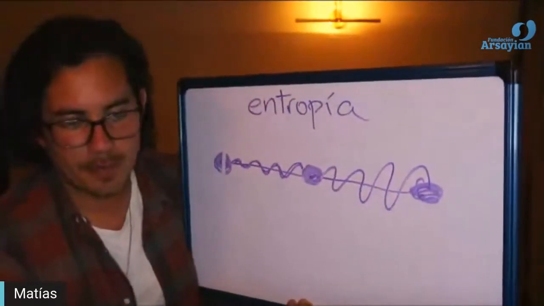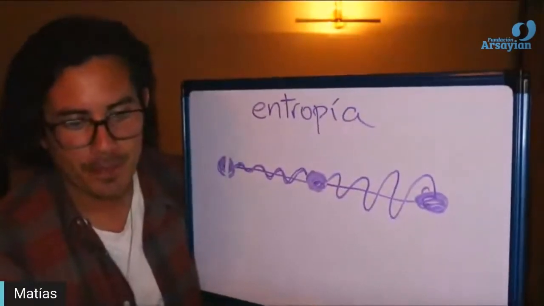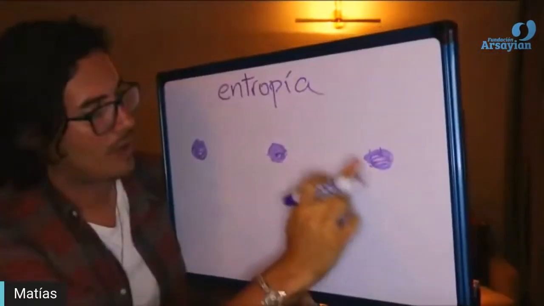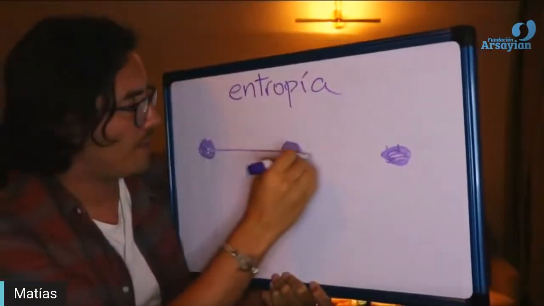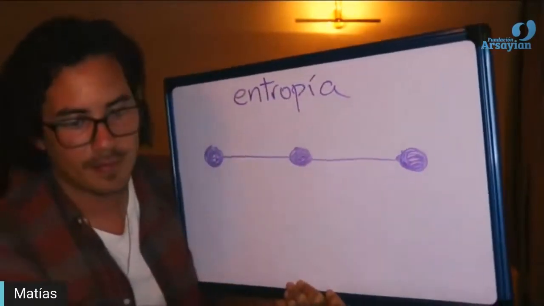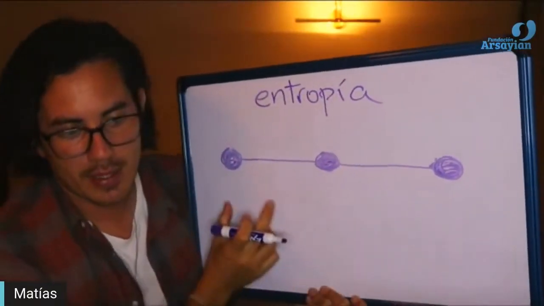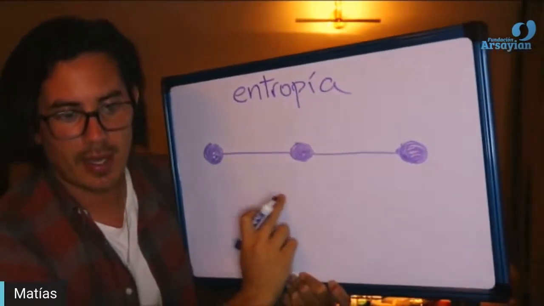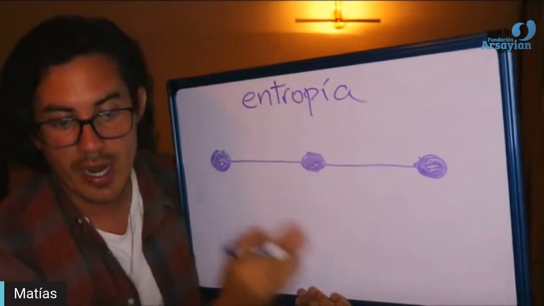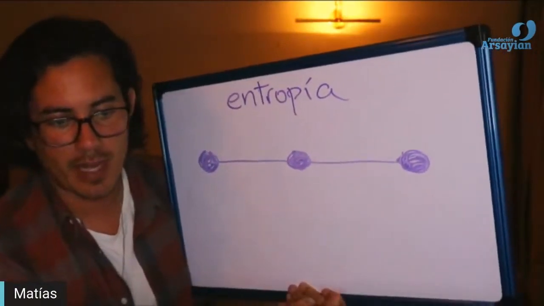So take this image here. The image would be that we have these three dots connected by a line. And these three are balanced, okay? They are in balance.